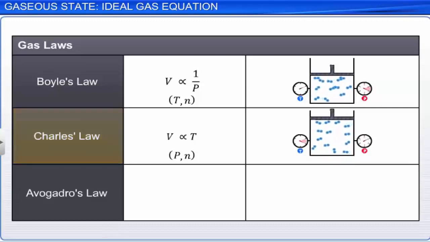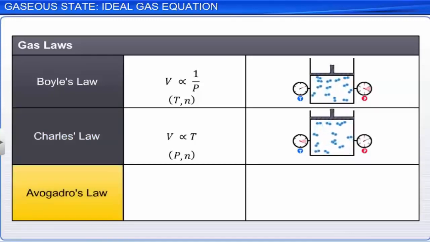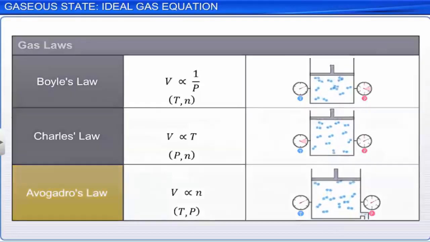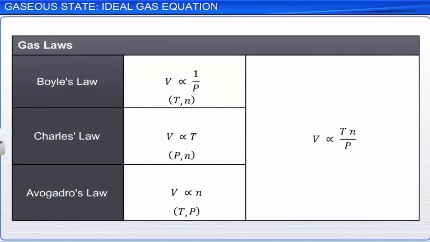Avogadro's law describes the relationship between volume and number of moles. It states that at constant pressure and temperature, the volume of a gas is directly proportional to the number of moles present in the gas. On combining these three laws, we get the ideal gas equation. However, when we introduce a constant of proportionality, R, then the equation can be written as V is equal to R into N into T divided by P. Here, R is known as the universal gas constant.